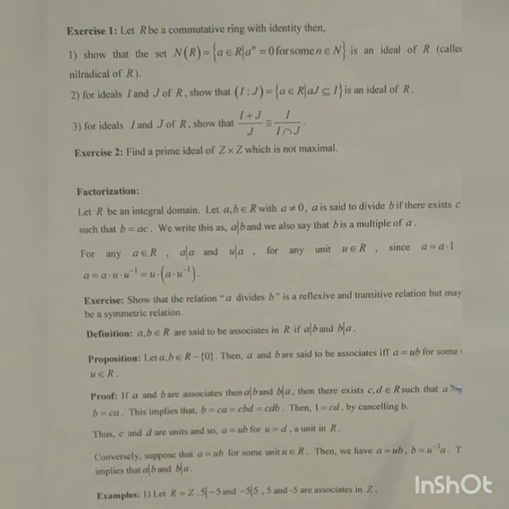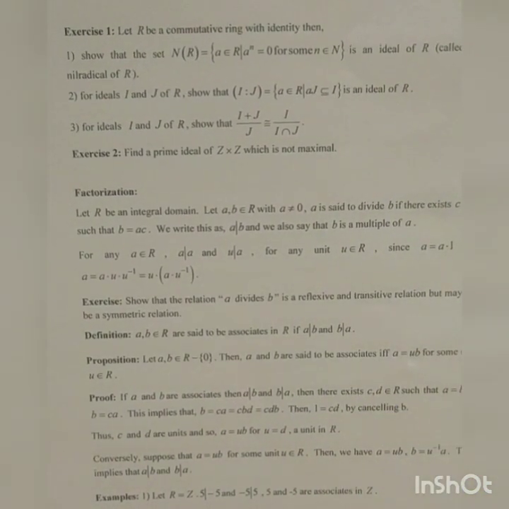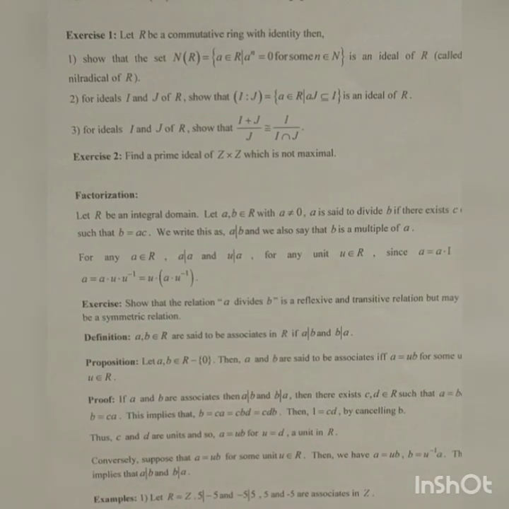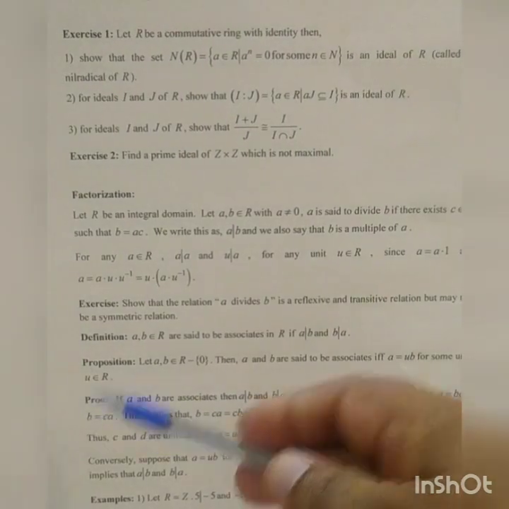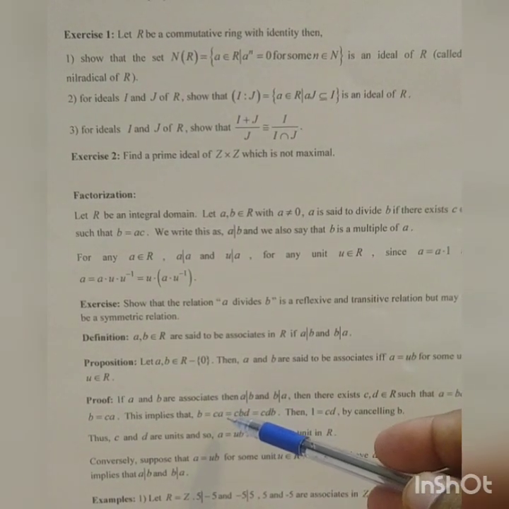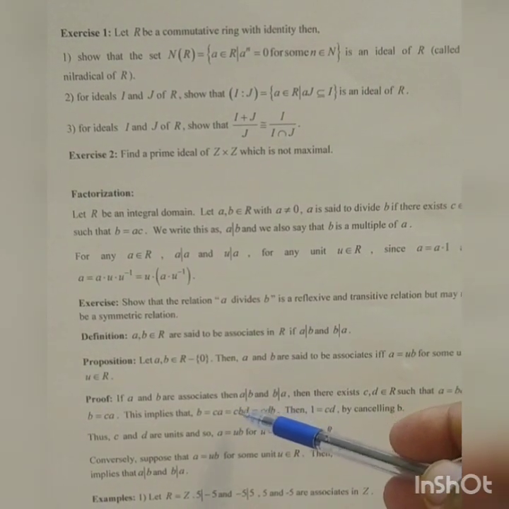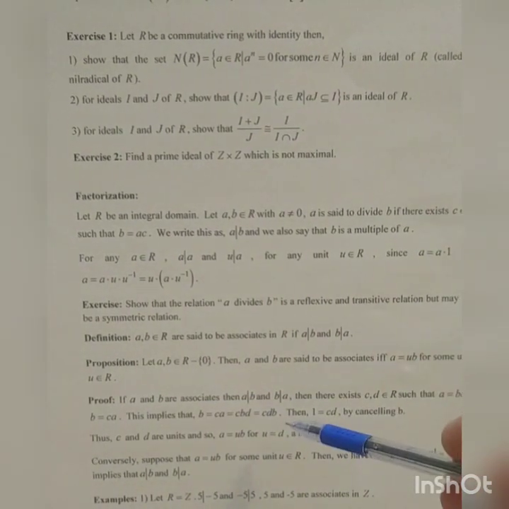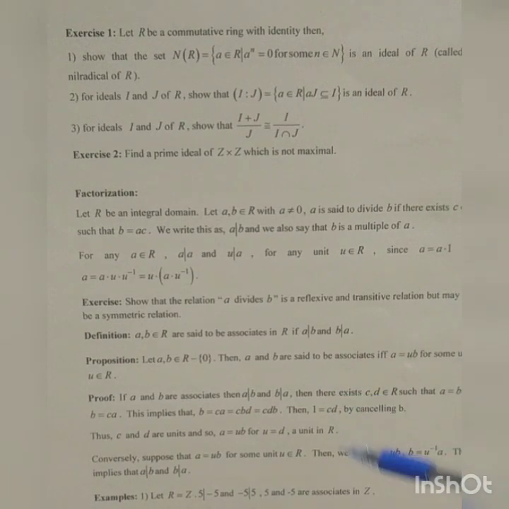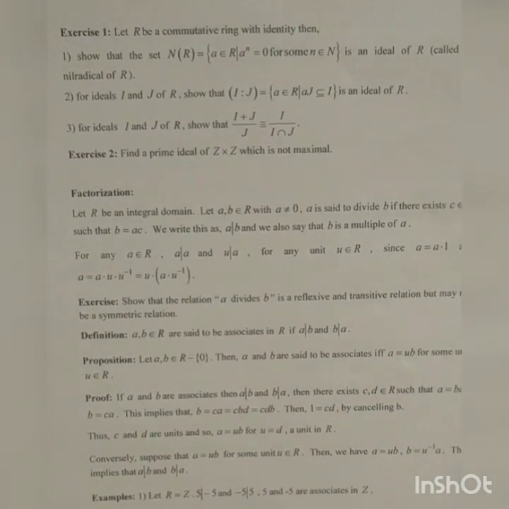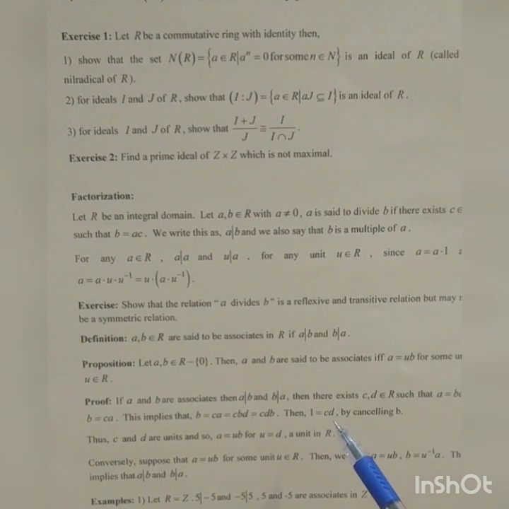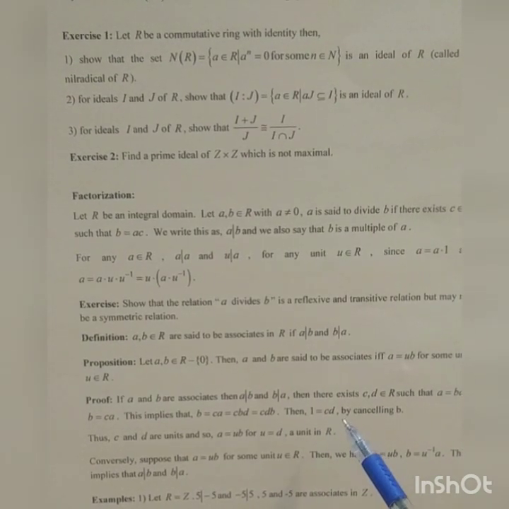Similarly, B divides A means A can be written as B into D, where C and D are coming from R. Now substitute A in B, so that B will be equal to C into A, where A is BD. Now after rearranging, you can write CD into B. By cancellation law, this becomes 1 equal to CD. So we have the product of C and D equal to 1. Therefore, C and D are multiplicative inverses of each other.